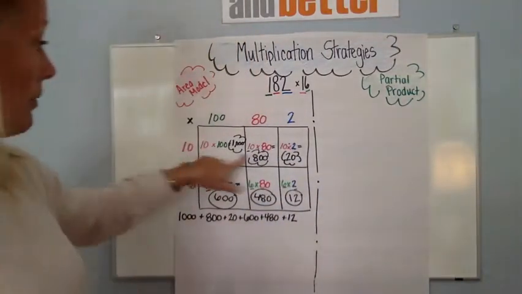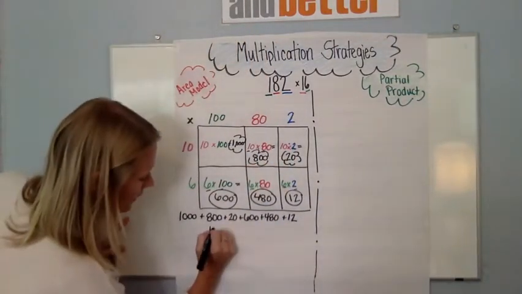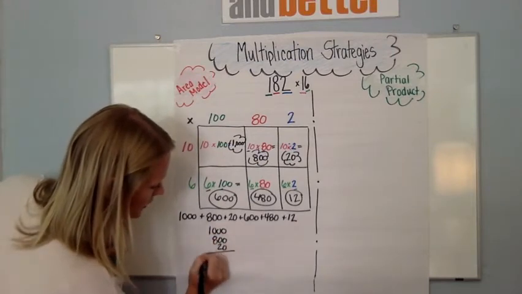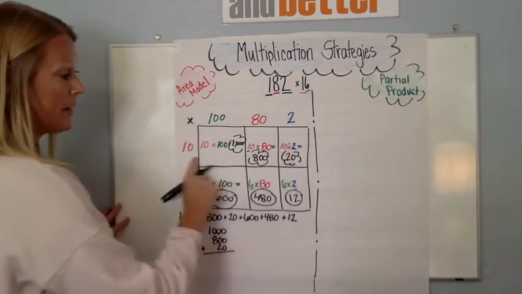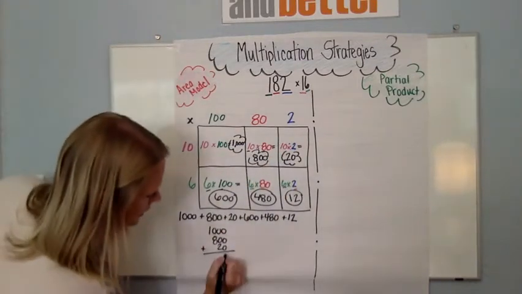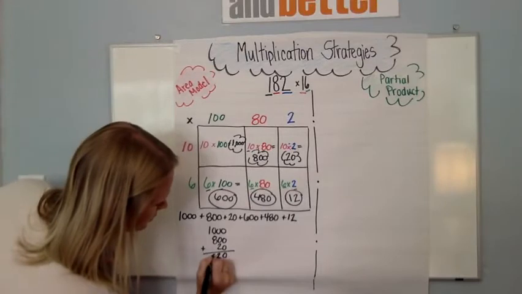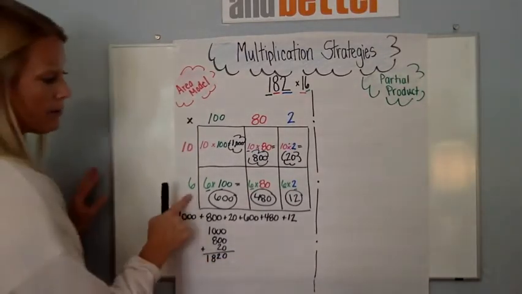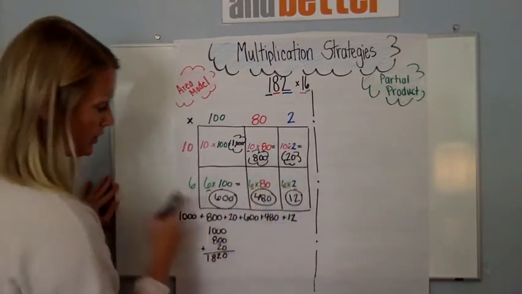I'm going to add these 3 numbers together. I'm going to add 1,820 together. That's my top. That's my tens place value, right? So 0, 2, 8, 1. So I got 1,820.